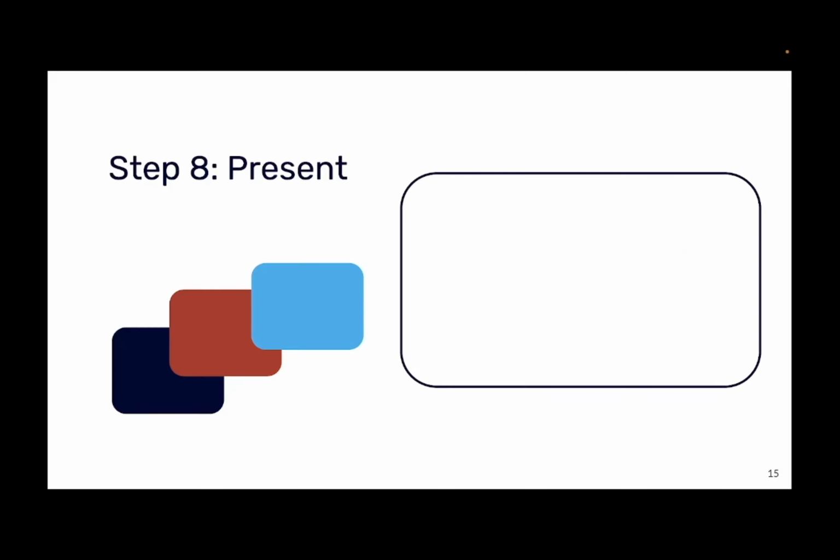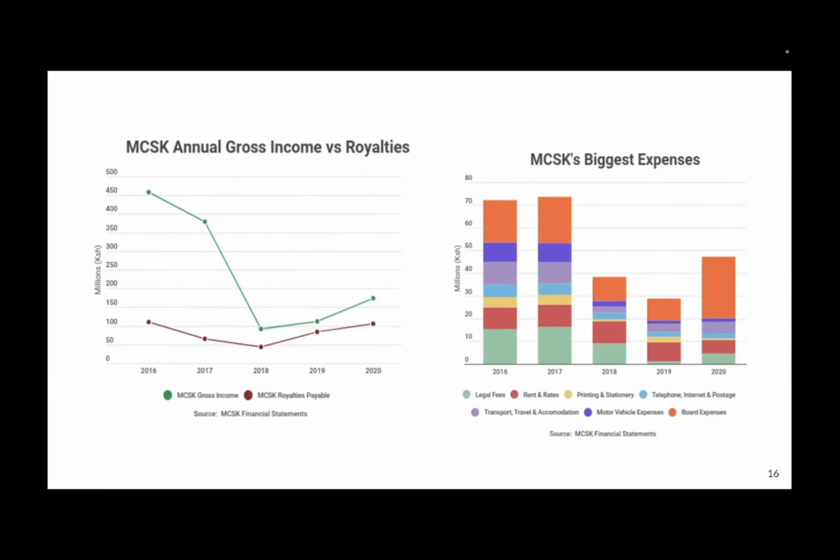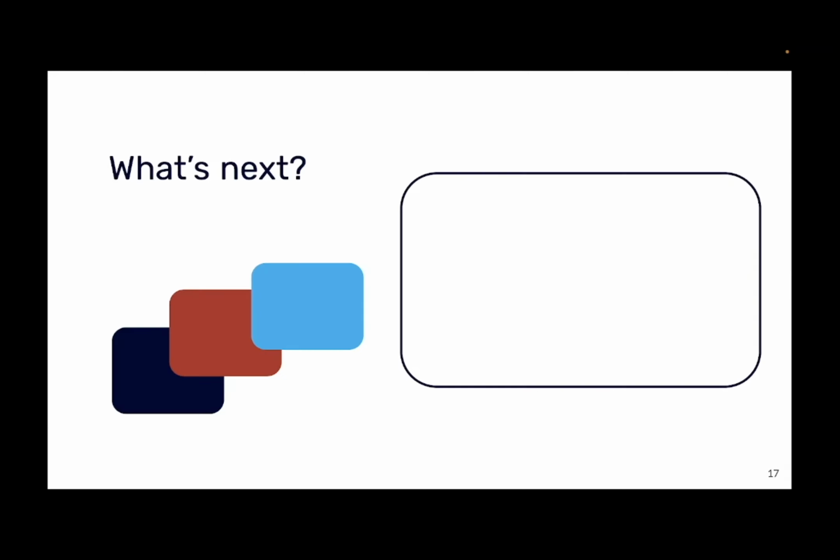And number 8, we have present. Present your data in a way that resonates with the audience that you have designed for and answers the questions you defined at the start. For example, we can see how the data here is presented either as a bar graph or as a line graph. What's next? Now it's time to explore a few different ways of finding the data.